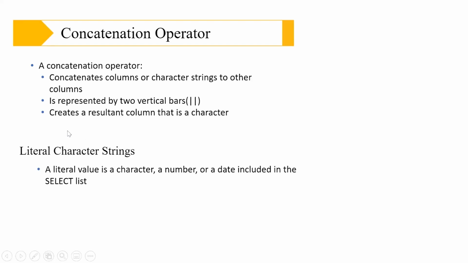Okay, then we have literal character strings. A literal value is a character, a number, or a date that is included in the select list. So if you write, okay, 10 as commission percent, because most of them don't have a commission percent, but you want to put the number 10, that is called a literal character. Okay, remember one more thing here, that we have another function called CONCAT, which concatenates values. The limitation with that is you can't have more than two values. Okay, but with this concatenation operator, which is double bars, you can achieve this.